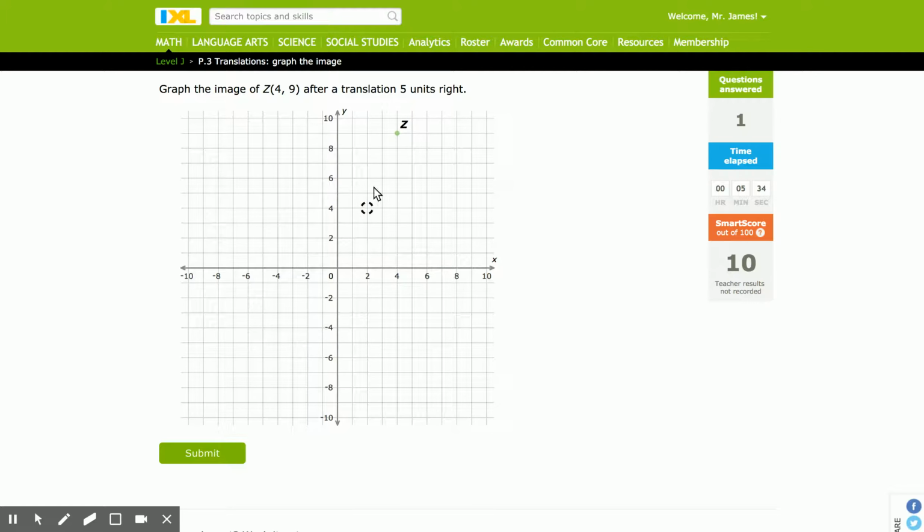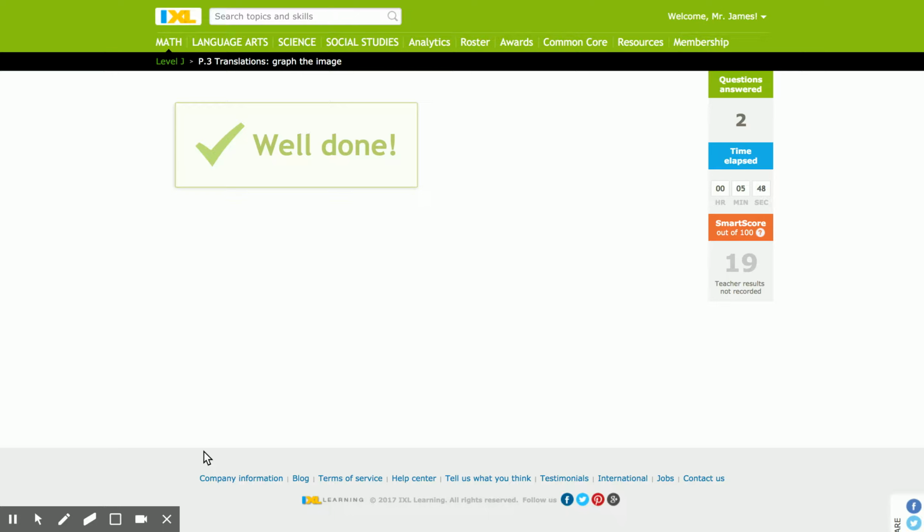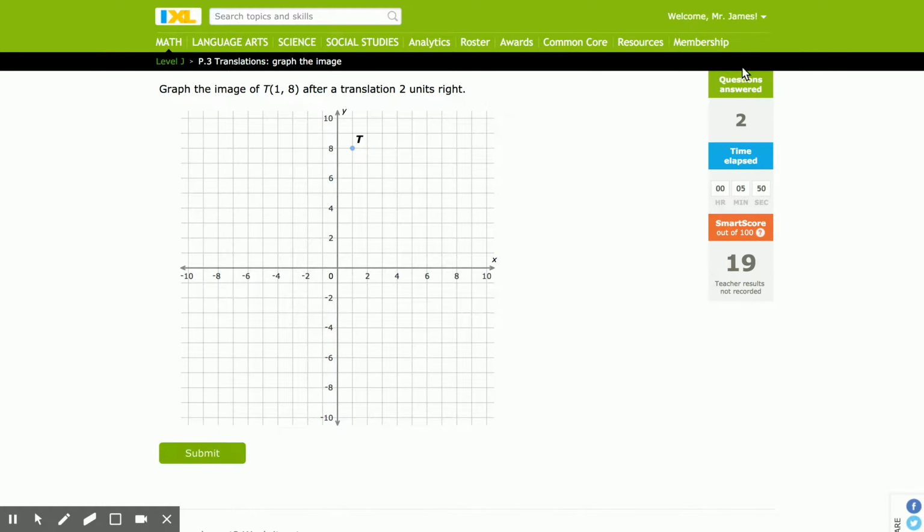Again, they're asking me to go from 4, 9 here at point Z. After a translation 4 units to the right, I'm just going to add 4 to that, or sorry, 5 to the 4 that's there. That'll take me over to 9, or you can count them one spot at a time if that works. Let's move on to some more advanced ones here.